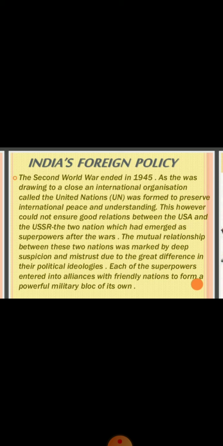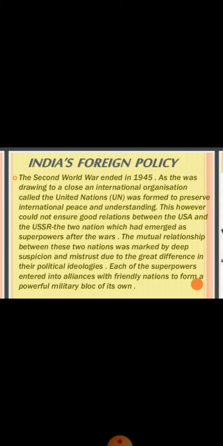As we all know, the Second World War ended in the year 1945. As the war was drawing to a close, an international organization called the United Nations was formed to preserve international peace and understanding. You know that UNO was formed after the Second World War on 24th of October 1945. And what is the main objective of this organization? To maintain international peace and understanding.